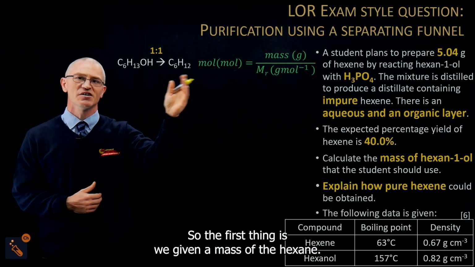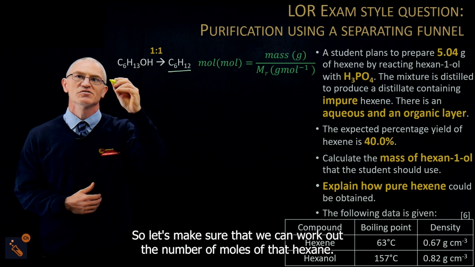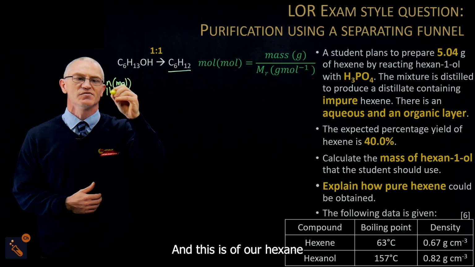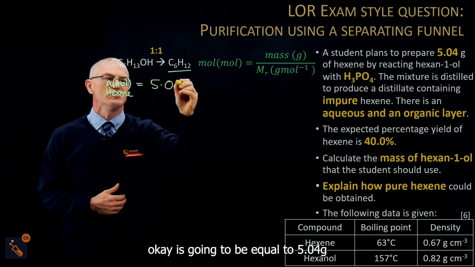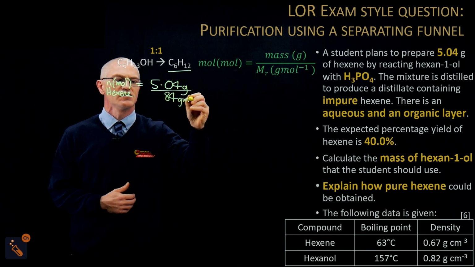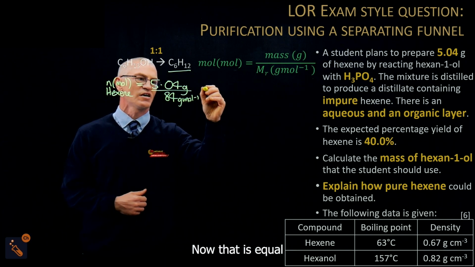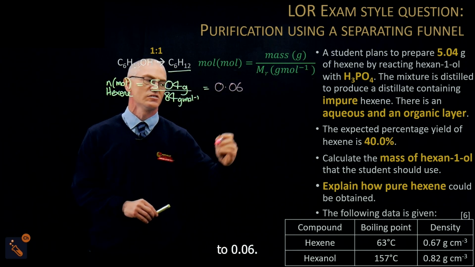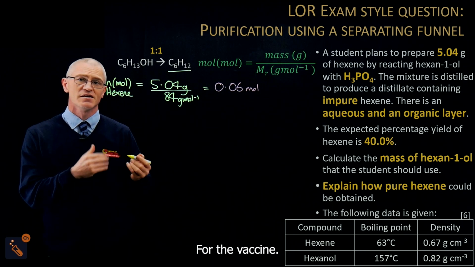So the first thing is we're given a mass of the hexene. So we're given a mass of this hexene that's here. Okay, so let's make sure that we can work out the number of moles of that hexene. So n in moles, okay, and this is of our hexene, is going to be equal to 5.04 grams, which is our mass, divided by our molecular mass. Okay, and there we have our number of moles to start with. Now that is equal to 0.06. And so that is our number of moles for the hexene. Now remember, this is at 40%.